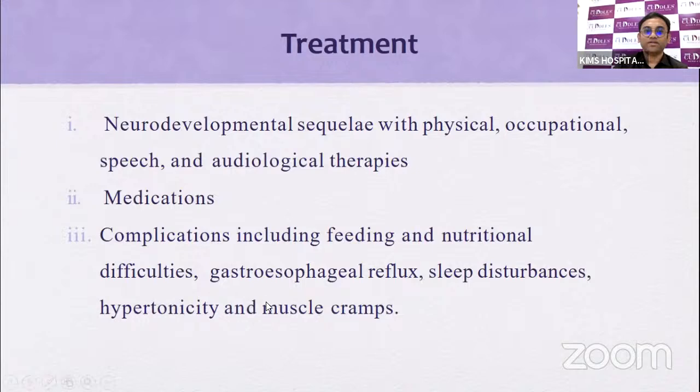Coming to the treatment, we need to address the neurodevelopmental sequelae that happened because of the damage to the brain. We need to provide physical, occupational, speech, and audiological therapies. We can use certain medications that decrease these morbidities, and we need to identify the complications, especially those affecting daily activities like feeding and nutrition. We need to address gastric reflux and sleep disturbances. We need to decrease the tonicity and prevent or treat muscle cramps.